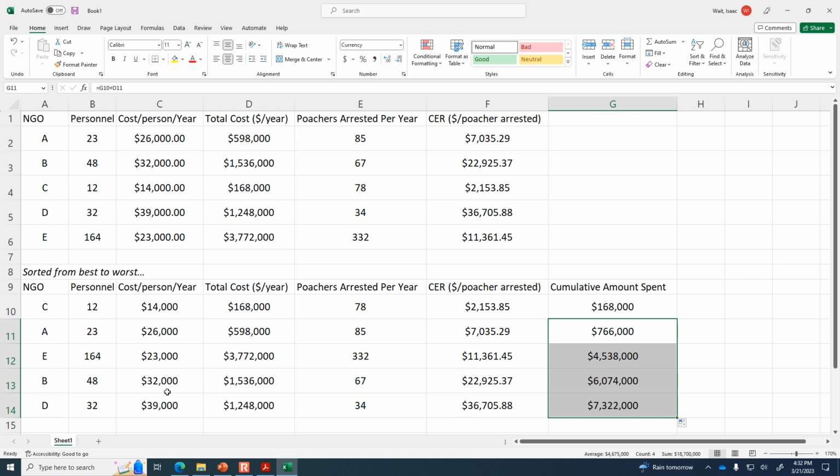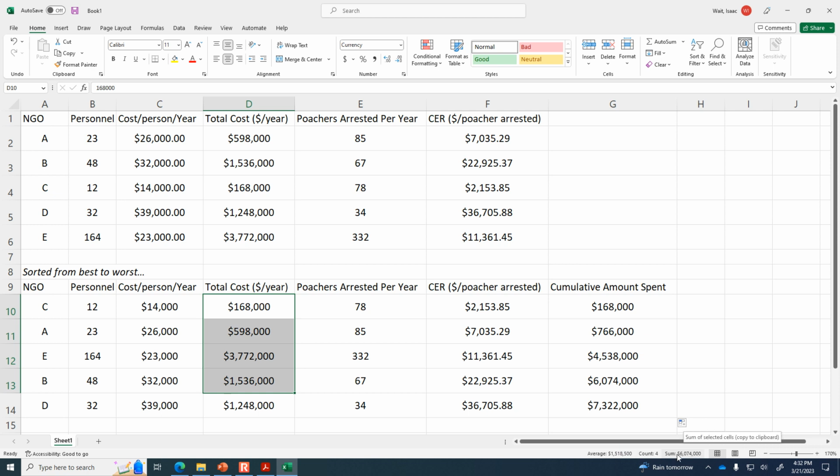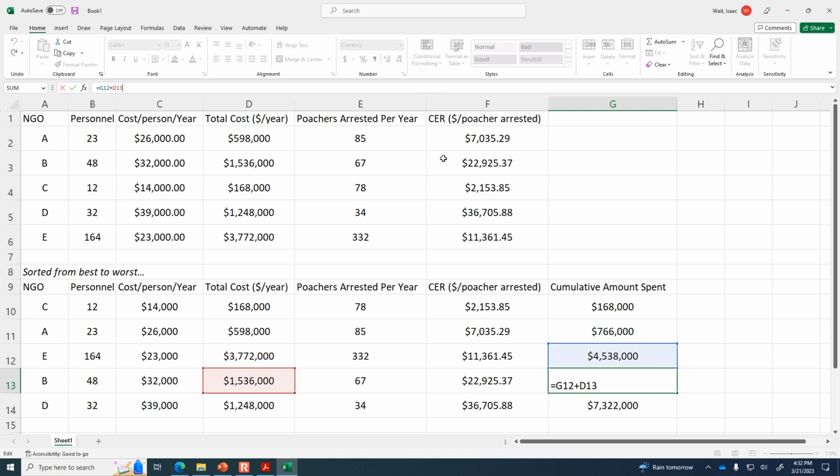For example, in this row, it would be the sum of all four organizations. You can see down here at the bottom it says the sum is 6,074,000. That's the same as we got here. So it's looking at the cell above plus this one over here to the left, the total cost of that organization by itself.